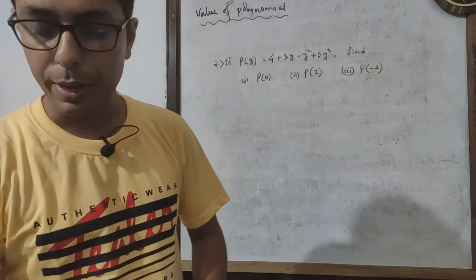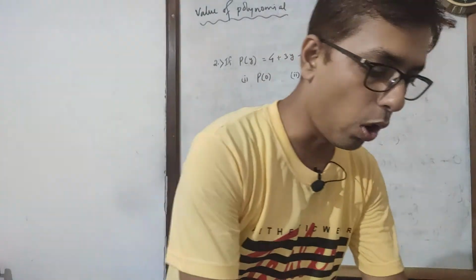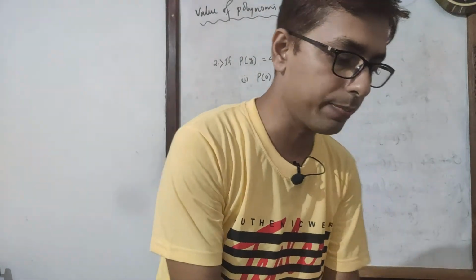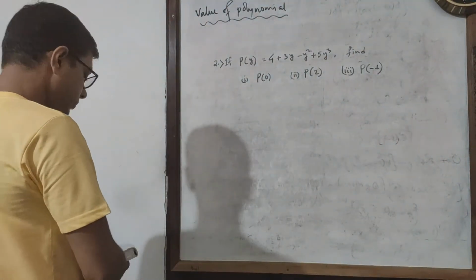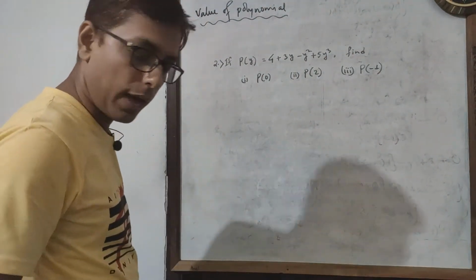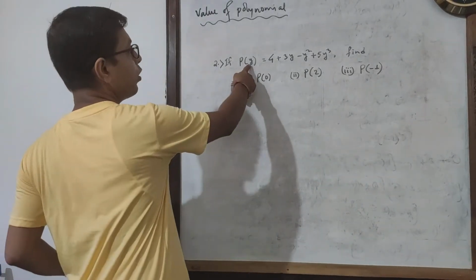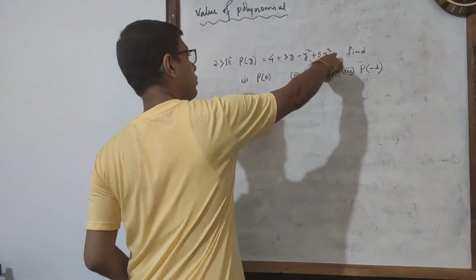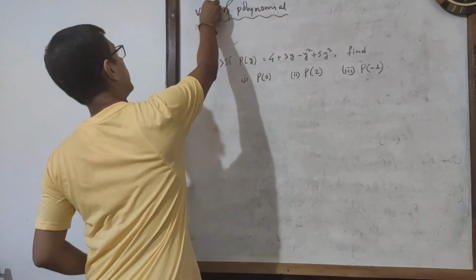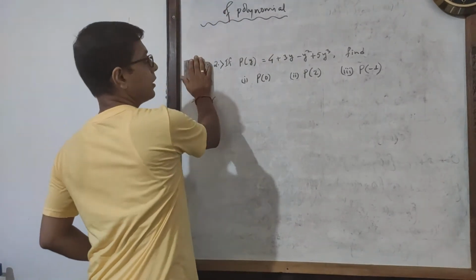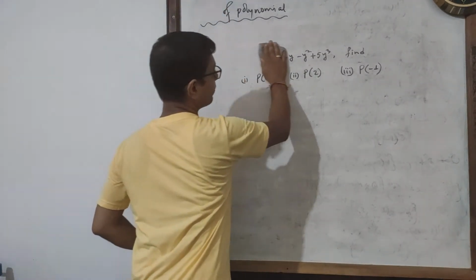Now, zero of a polynomial. Let us discuss the zero of a polynomial. What is zero of a polynomial? I have already mentioned, that value of the variable for which the value of this polynomial becomes 0 is called the zero of the polynomial. Hope you have written this down.